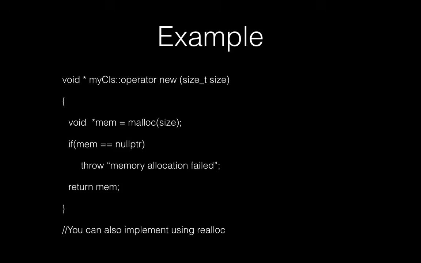So let's see a simple example of overloading operator new. Here you would first use malloc. You would allocate a memory pointer with the given size, and if it's not a null pointer, then you have allocated memory, and just return that pointer. If it's a null pointer, you can say the memory allocation failed. This is a very simple implementation of overloading operator new, and you can also implement something similar using realloc.